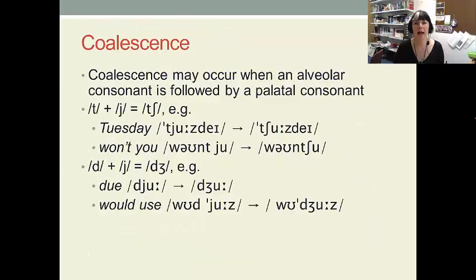Coalescence is where an alveolar consonant is followed by a palatal consonant, and that means that we get two consonants being realised as one, being realised as an affricate. So I like to think of this as the Spice Girls of connected speech processes where two become one. If we have a voiceless alveolar plosive and it's followed by a palatal approximant, then that's often realised as a ch. So for example, Tuesday, this is very often realised as "Chewsday" in this accent.